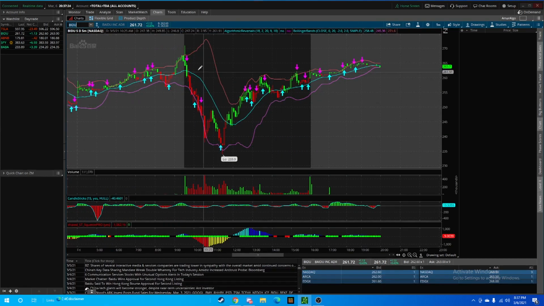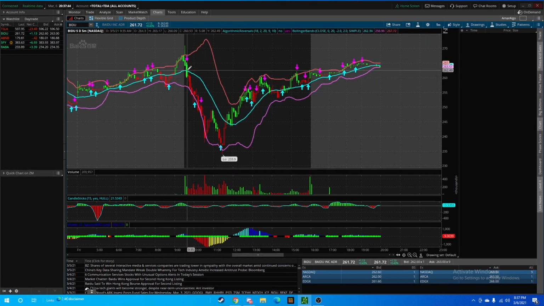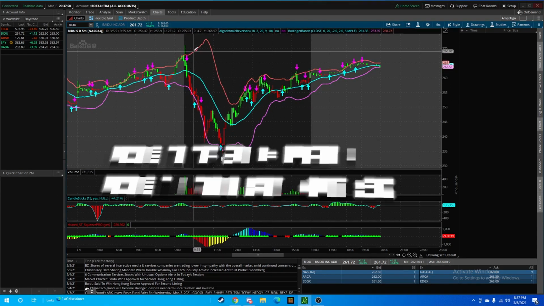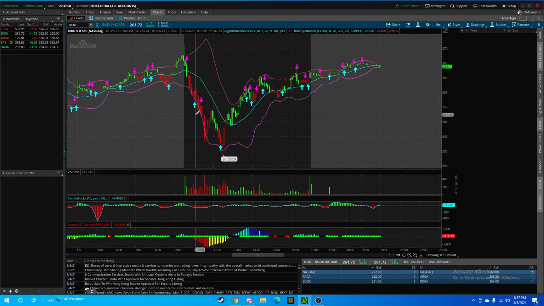So the way you play these, right? This middle one is the 20-day moving average, which usually acts as an intraday support. So if the stock is trading from the middle band to the top band, it means it's in an uptrend. If it's trading from the middle band to the bottom band, it means it's in a downtrend. That's how I use it for intraday. I don't use this often on the 4 hour. I use it on the 1 hour and 5 minute the most.